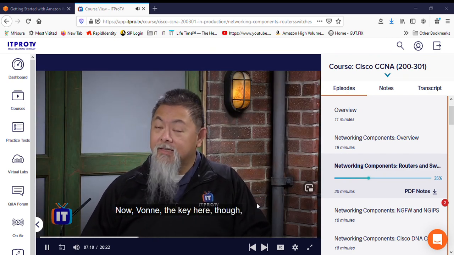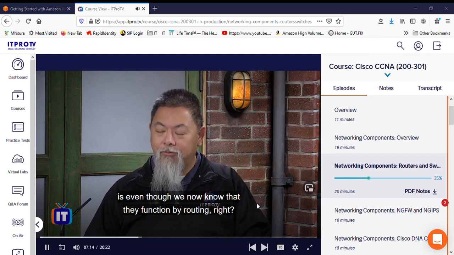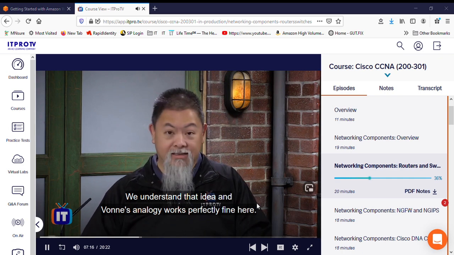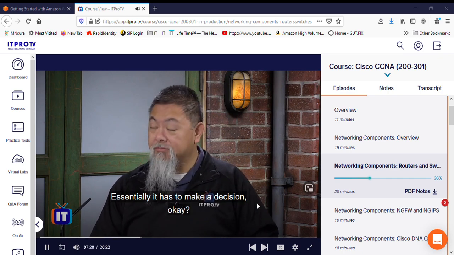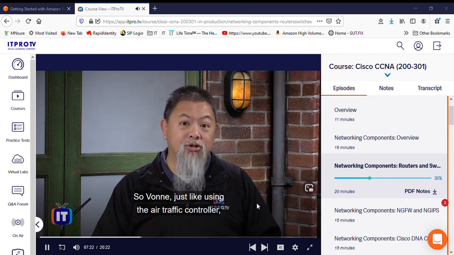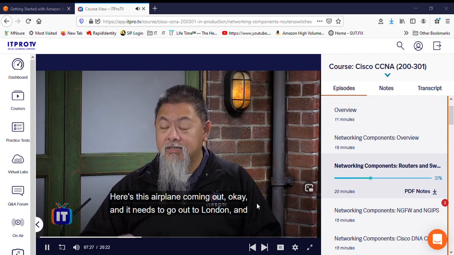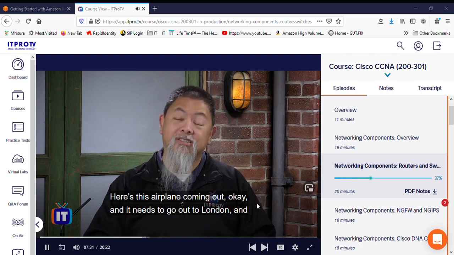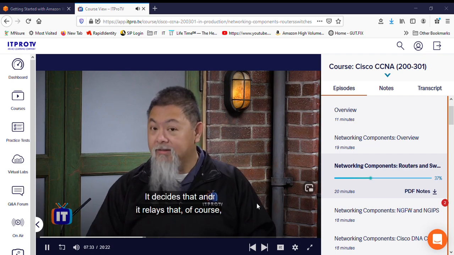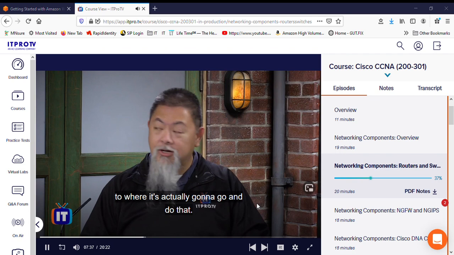Now, Vaughn, the key here, though, is even though we now know that they function by routing, and we understand that idea, and Vaughn's analogy works perfectly fine here, essentially, it has to make a decision. So Vaughn, just like the air traffic controller says, all right, here's this airplane coming out, and it needs to go out to London, and it is going to take runway 9. It decides that, and it relays that, of course, to where it's going to go.